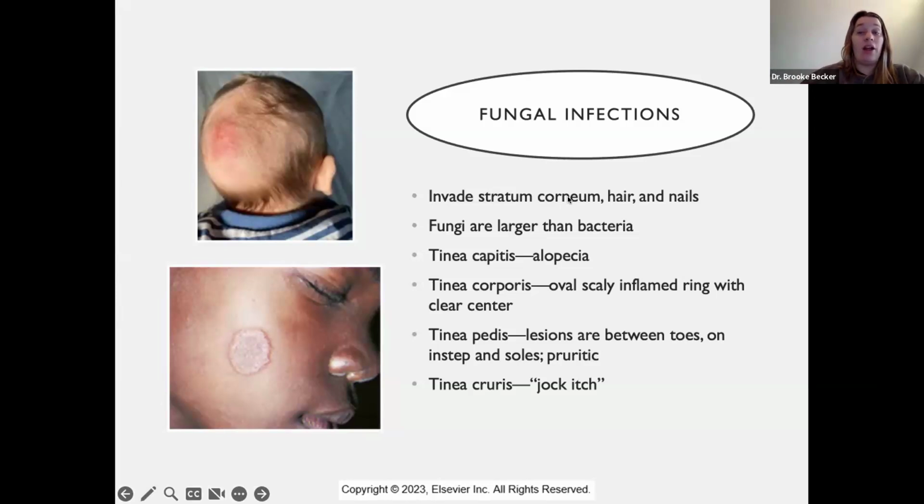Tinea can invade the hair and the nails, okay, and those hair follicles. So depending on where the fungus is, so hair, nails, all of that can be affected by the fungus. Okay. Tinea pedis, so that's probably your athlete's foot. You guys have mostly all heard of that. Okay. These are lesions between the toes or on the soles of the feet. They're very, very itchy. So fungal infections are very itchy. Okay. And tinea cruris is jock itch.